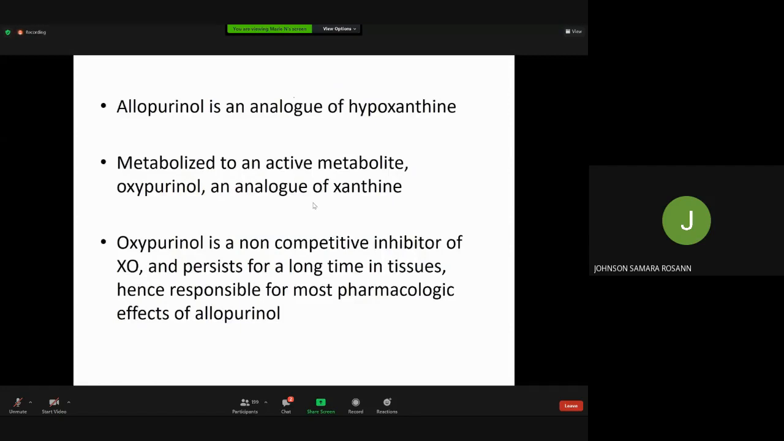Allopurinol is actually an analog of hypoxanthine. That's why it's able to bind to the same enzyme and inhibit it. It's not active itself. It's actually a prodrug that needs to be metabolized to the active metabolite that is known as oxypurinol. So oxypurinol then is an analog of xanthine. So it looks just like xanthine, is able to bind the same enzyme, xanthine oxidase, and inhibit it. Now, the oxypurinol actually has a much longer half-life. It's able to persist for a long time in the tissues, and so it is the one responsible for most of the pharmacologic effects of allopurinol.